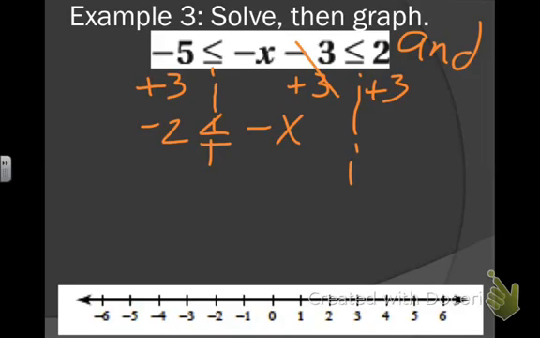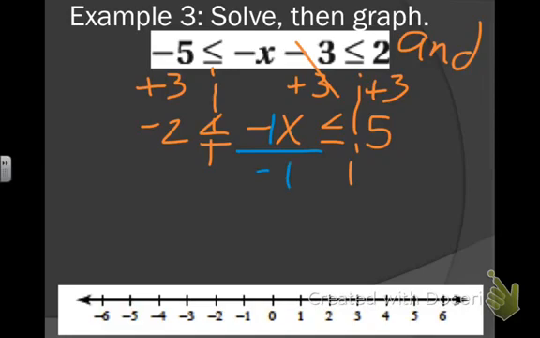Is less than or equal to negative x. Do not leave that out. 2 plus 3 is 5. And now, x is not totally by itself. Be very careful. Because remember, negative x is the same thing as negative 1x.